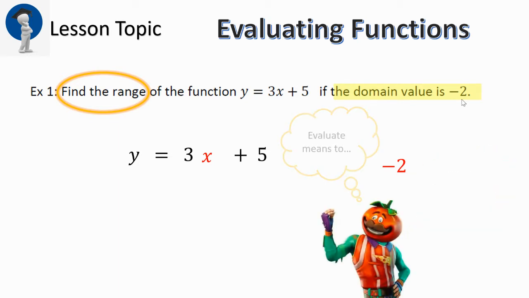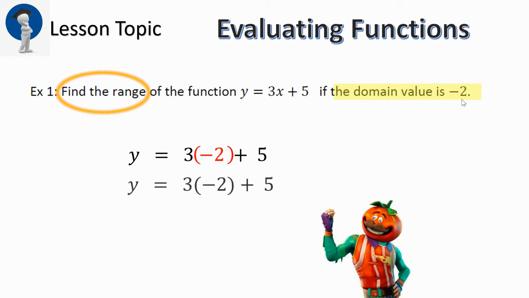So I'm going to get rid of that x. I'm going to put -2 in its place. Now I'm going to simplify it down. So 3 times -2 is -6. And then -6 plus 5 is -1. Now you got to remember your rules about PEMDAS. You multiply before you add, right?